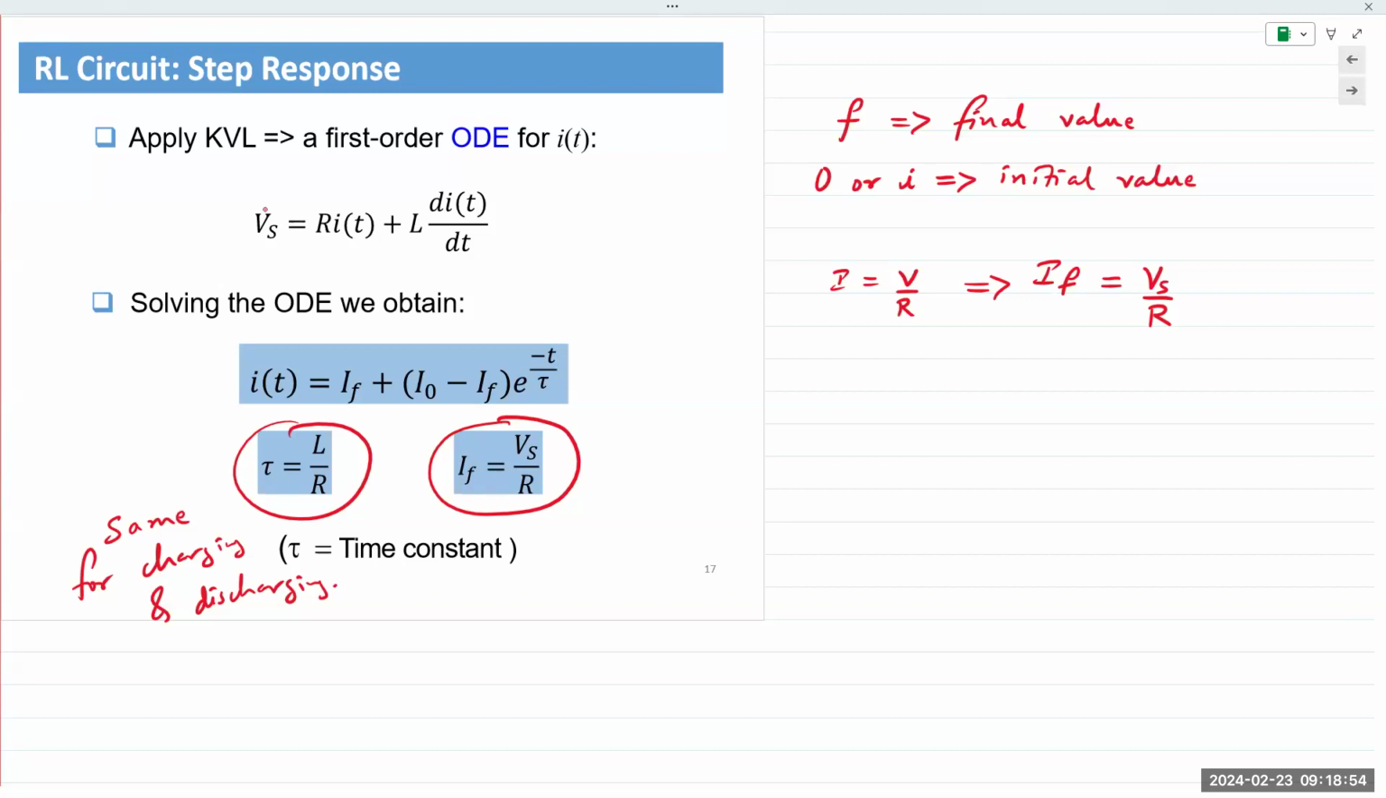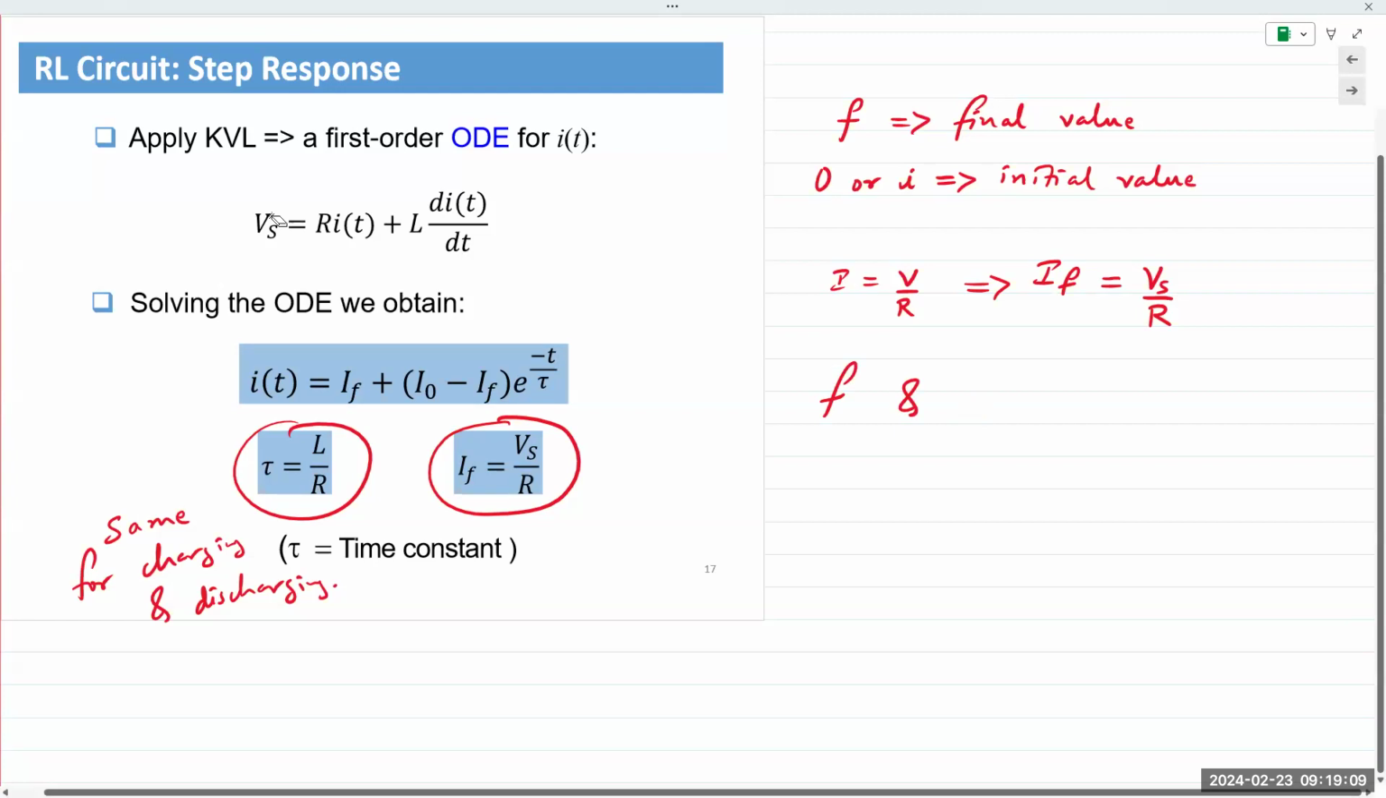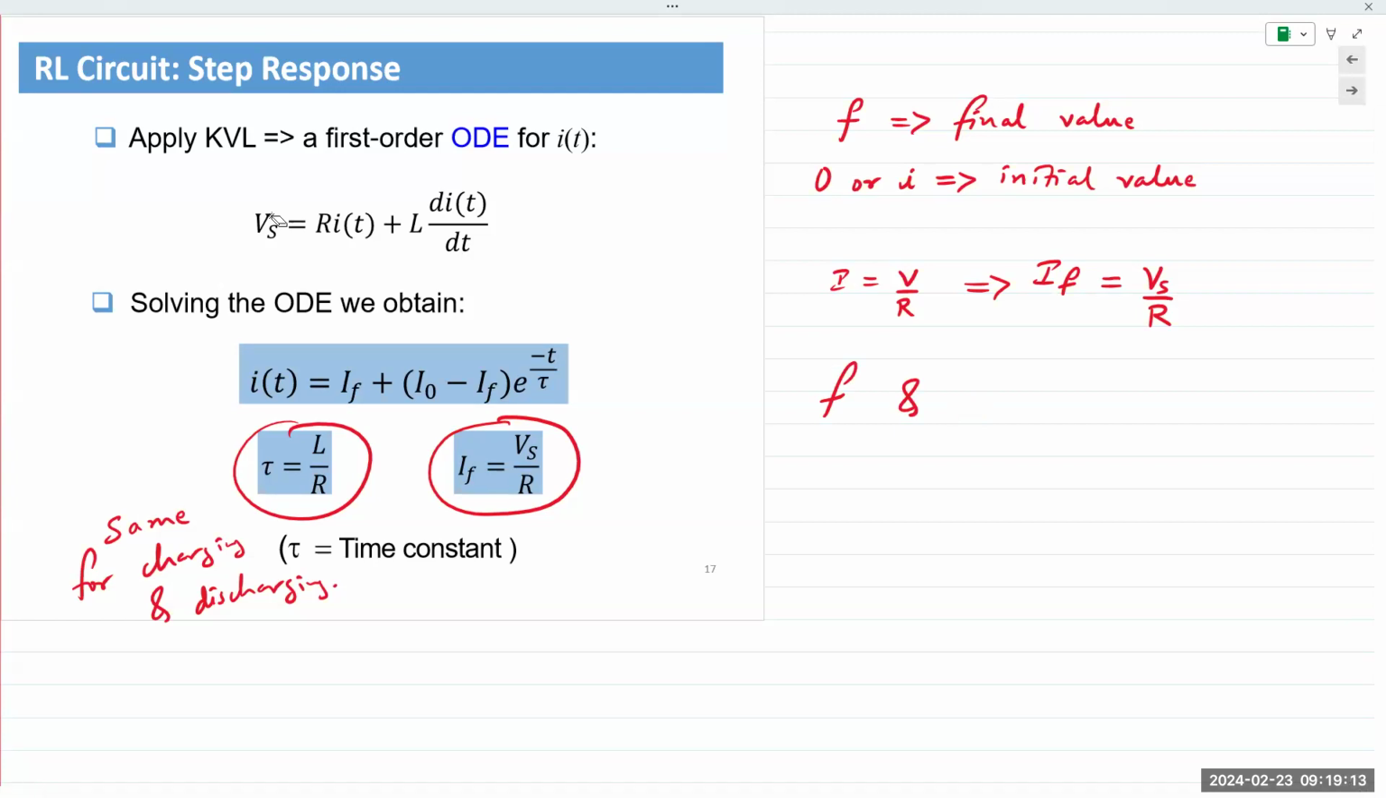All right, where was I? Oh yeah, IF plus I0 minus IF, right? So this equation takes into account both the final values and the initial values. Actually, let me not use I. The reason I don't use I for initial is because I is for current, so sometimes that gets confusing. And so I prefer to use 0, right? 0 is the time we begin our analysis, the initial point.